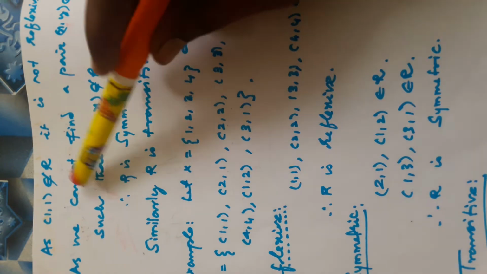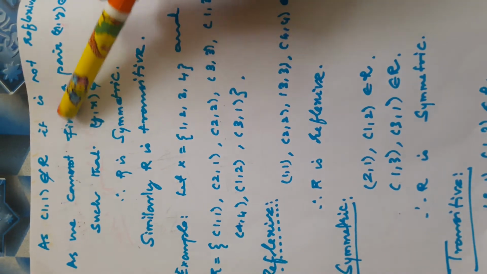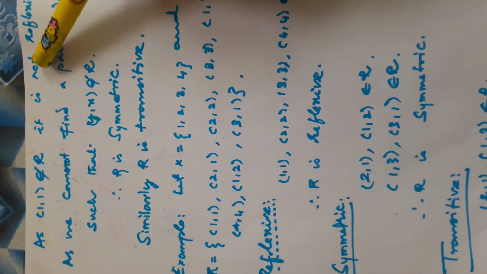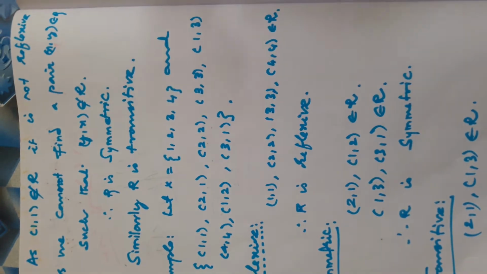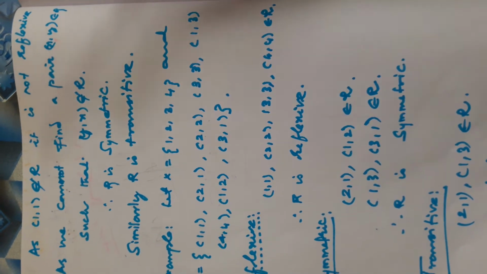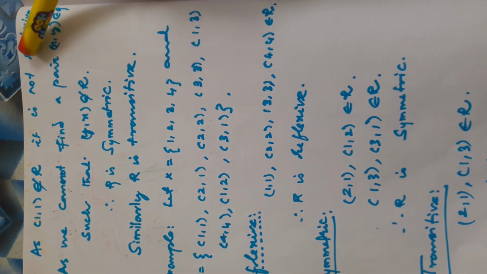The first one, as (1, 1) does not belong to R, it is not reflexive. Why? Because your R is the empty set, no elements you have in your R. Therefore, R is not reflexive.